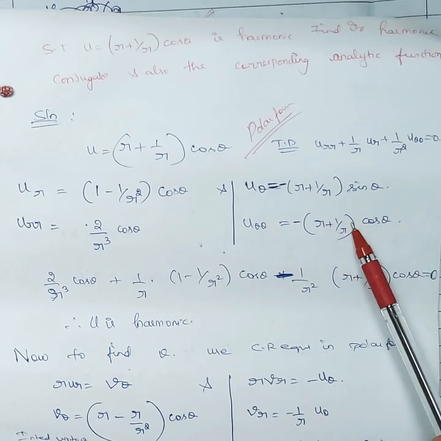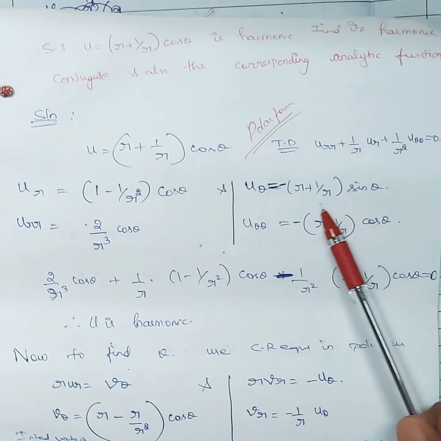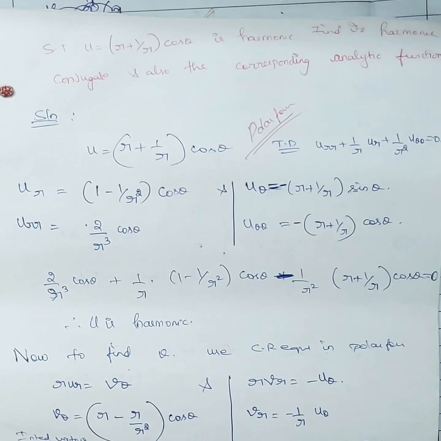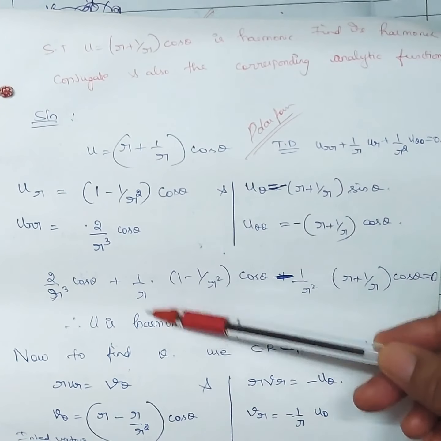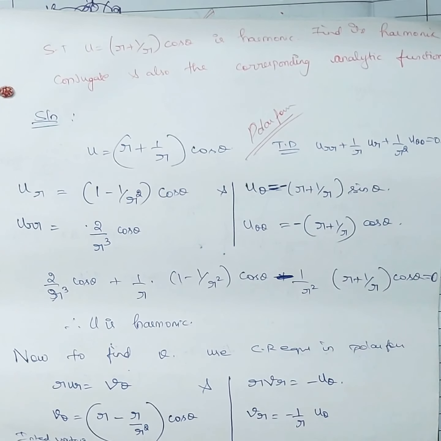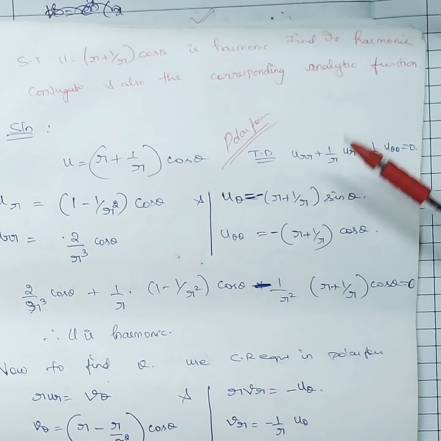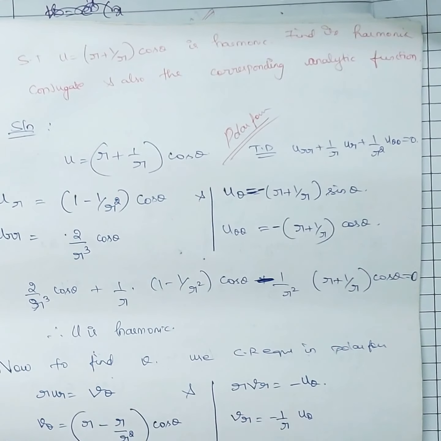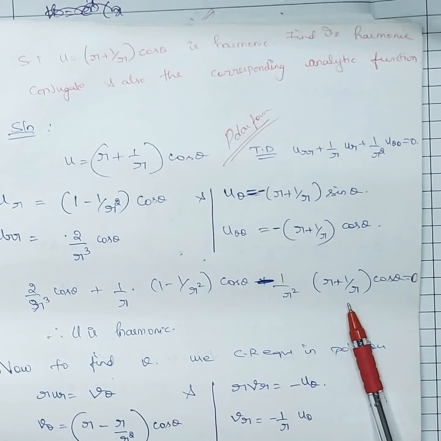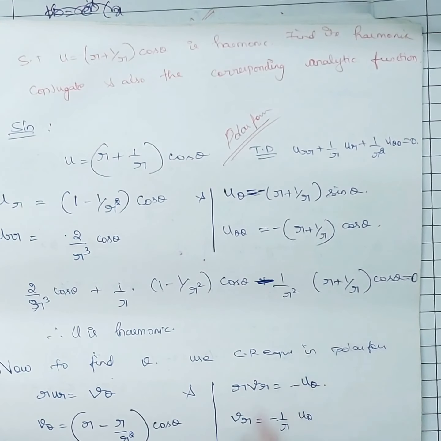Again u theta theta, write down this as it is, sin theta differentiation is cos theta. This minus is there already. So now we are going to substitute u_rr. We have written this, plus 1 by r into u_r, minus plus 1 by r square into u theta theta. So u theta theta is having minus, that minus I have written. So we've got this, and of course if this term and this term get cancelled, obviously u is harmonic.